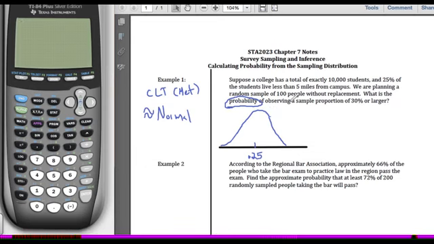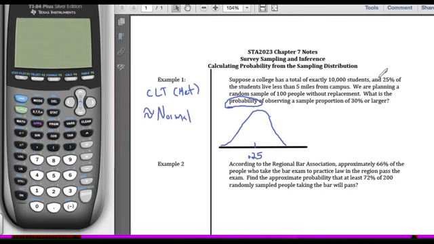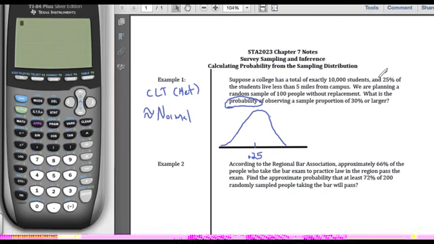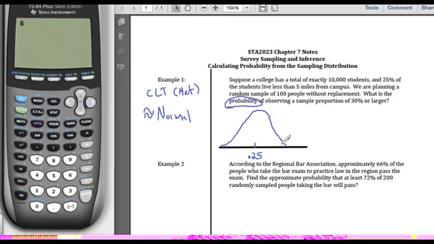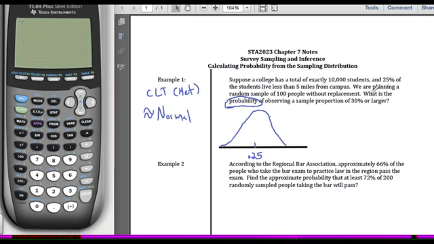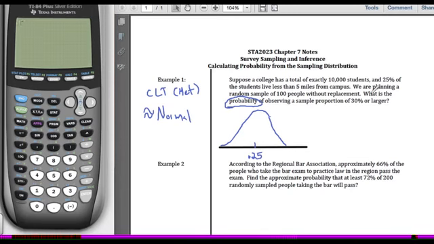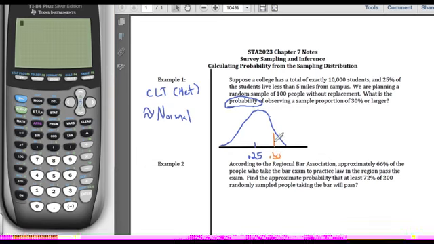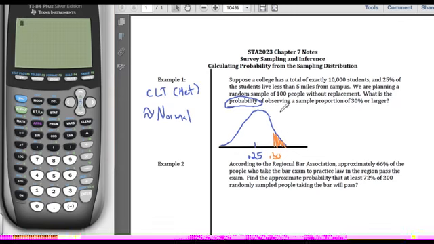I could take a sample of 100 students from this college, and I expect to get pretty close to 25% as long as my sampling is done correctly, but I'm not going to get 25% every time. We've seen from the standard error that it could be as low as 20% or so, could be as high as 30% or so typically. So I want to know what is the probability that the sample proportion is 30% or larger. So we're looking at 0.30 and above, all the way up the normal distribution.